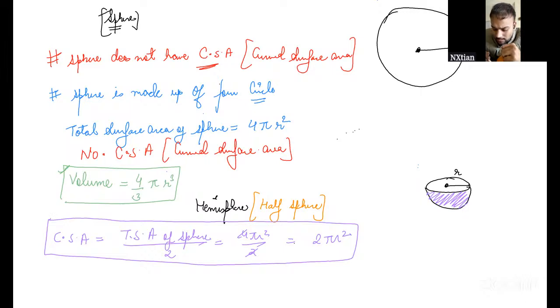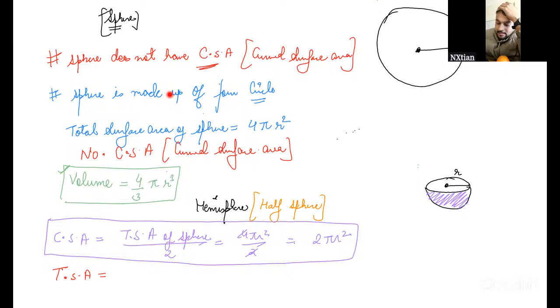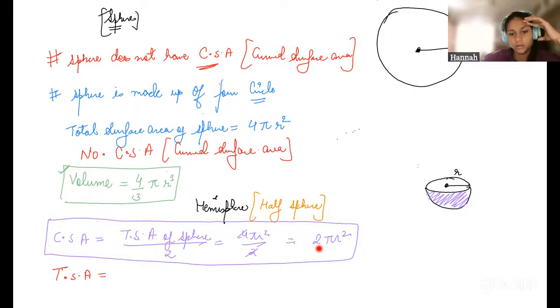Okay. In the same way, now what will be the TSA? Can anybody tell me what will be the TSA? What's the first part of the formula? The TSA of a sphere was 4 pi r square. As I told you, half of the sphere, so half of 4 is 2. So that's why I wrote 2 pi r square.